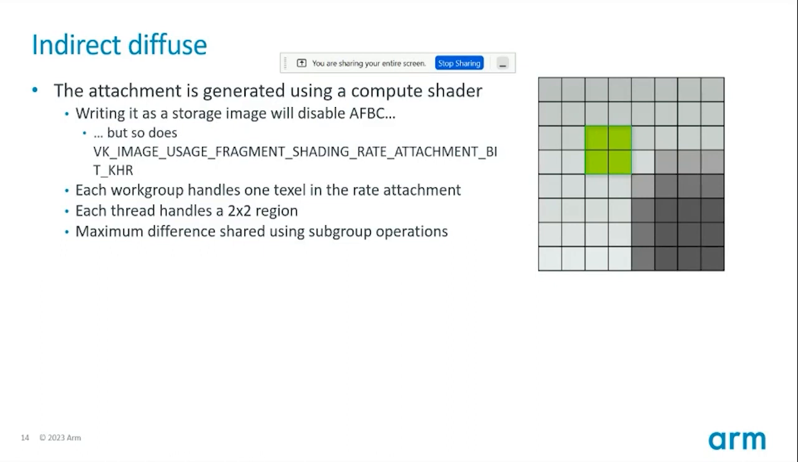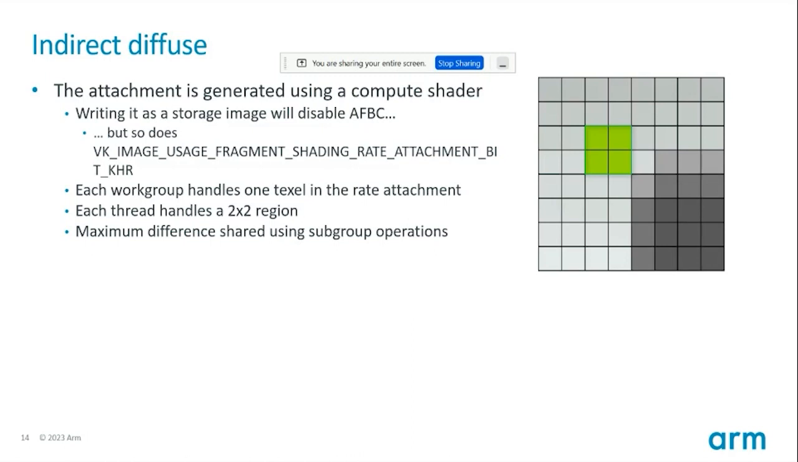So each work group will handle one pixel in the rate attachment, and using an 8 by 8 tile size, that means it handles 8 by 8 pixels in the final frame buffer. Each thread then, to get an optimal work group size, handles a 2 by 2 region. It calculates the maximum difference in depth within that region, and then we share the maximum difference across the entire tile by using subgroup operations. We found subgroup operations to be much faster for this than doing a reduction in shared memory.